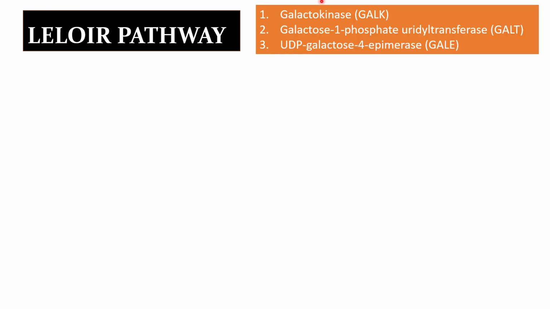Now we shall see about the steps of Leloir pathway. There are three enzymes involved in this pathway. First enzyme is galactokinase, abbreviated as GALK. Second enzyme is galactose 1-phosphate uridyl transferase, abbreviated as GALT. And third enzyme is UDP galactose 4 epimerase, abbreviated as GALE.